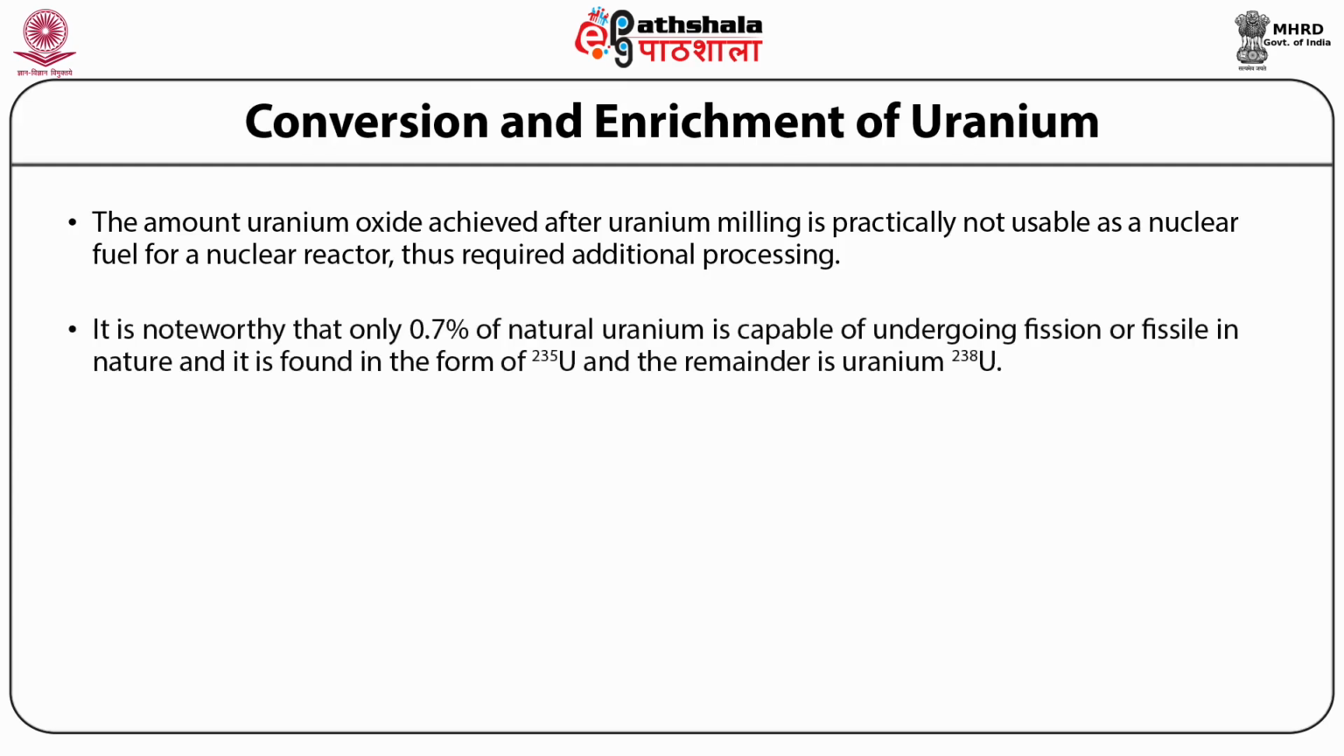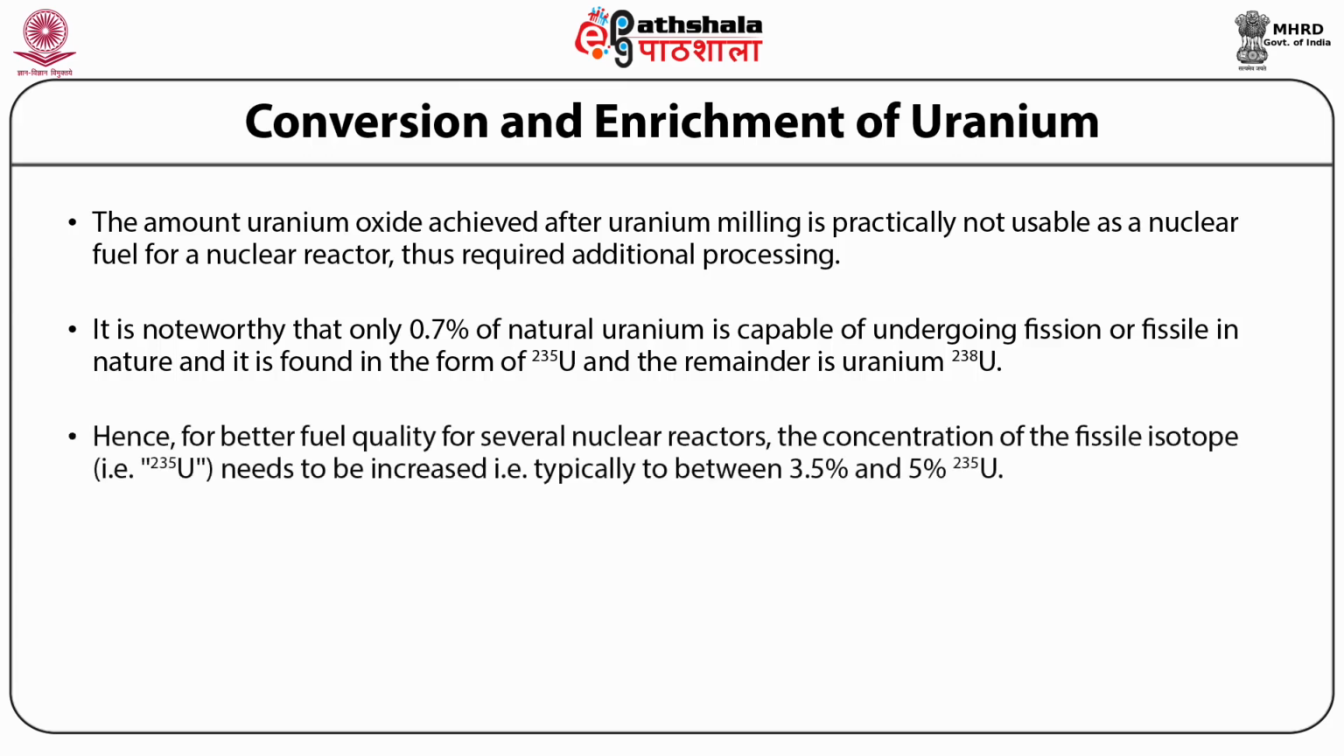It is noteworthy that 0.7% of natural uranium is capable of undergoing fission, or is fissile in nature, and it is found in the form of 235U, and the remainder is uranium 238U. Hence, for better fuel quality for several nuclear reactors, the concentration of the fissile isotope needs to be increased, that is, typically to between 3.5% and 5% of 235U.